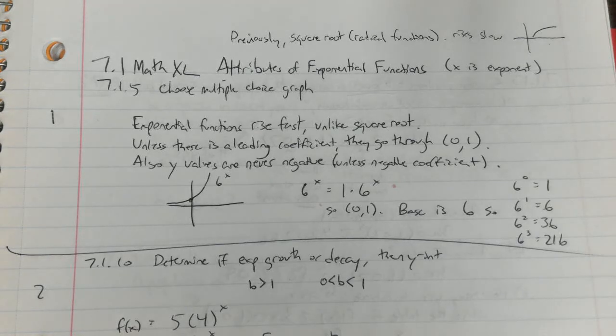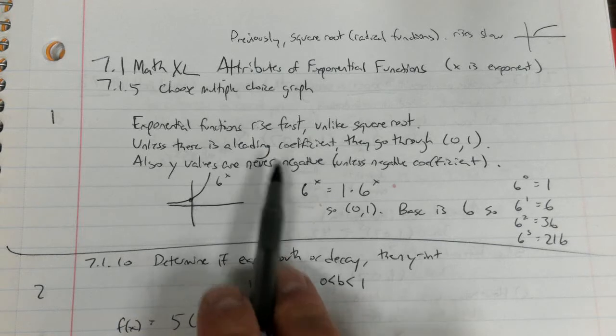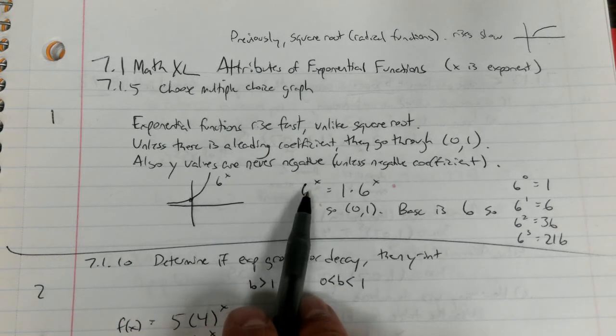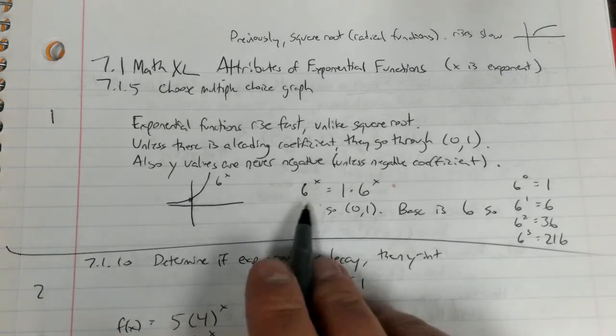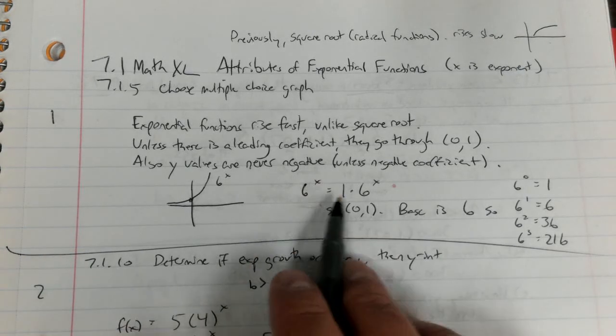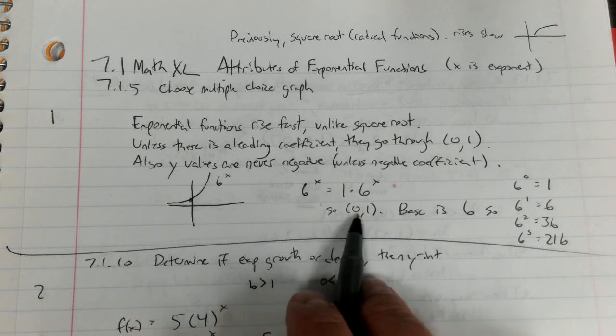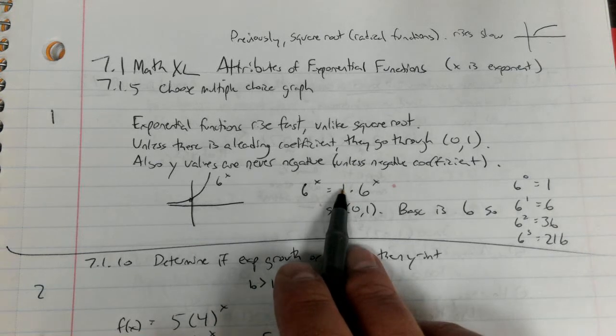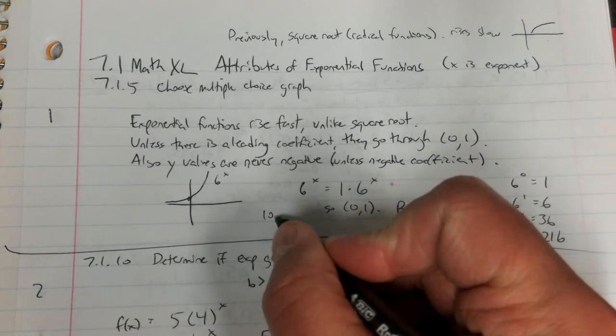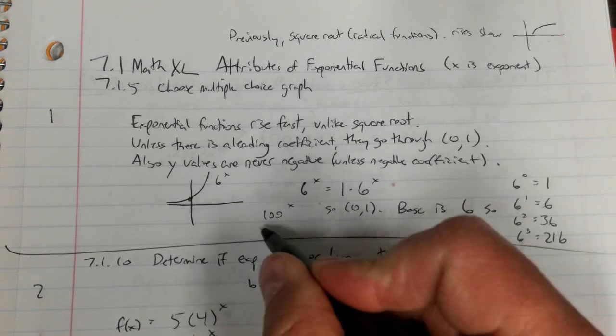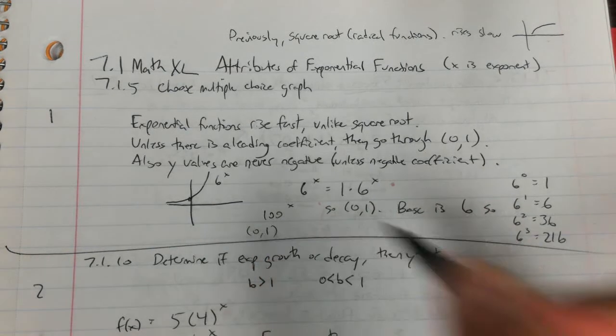And one of them is, unless there's a leading coefficient, they go through 0, 1. Now what I mean by leading coefficient is a number in front of the term here. Like this one just has 6 to the x, and so it's 1, and so that's what I'm talking about. That would go through 0, 1. Even if it were like 100 to the x, that would still go through 0, 1.